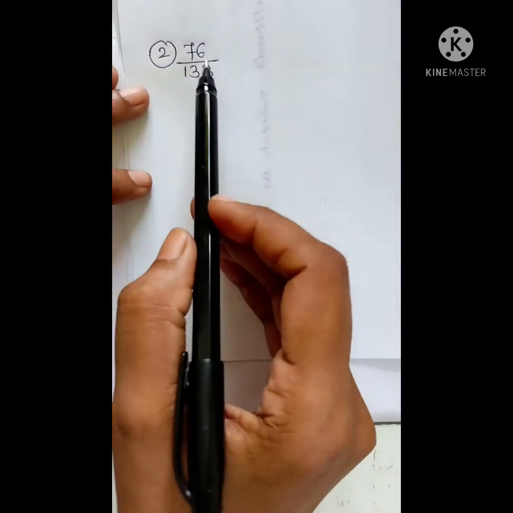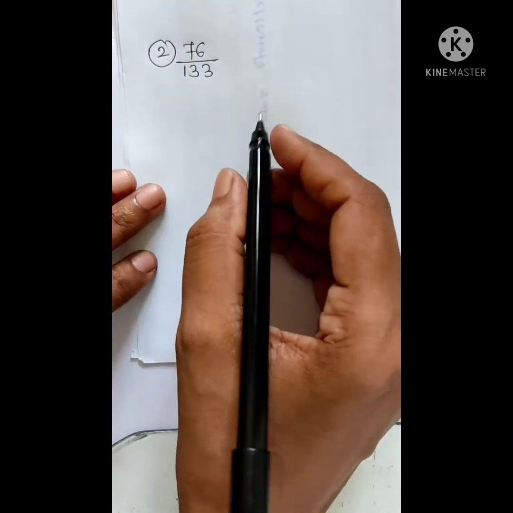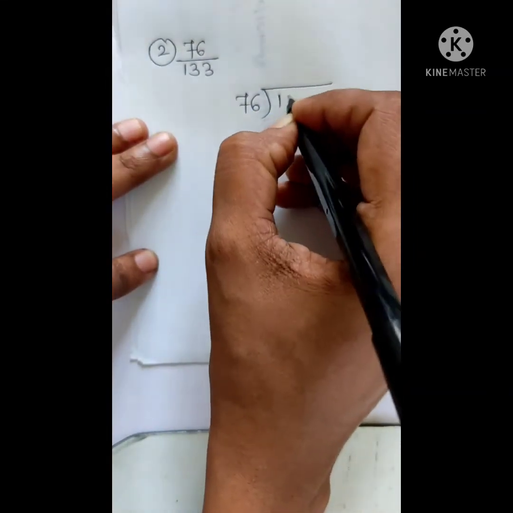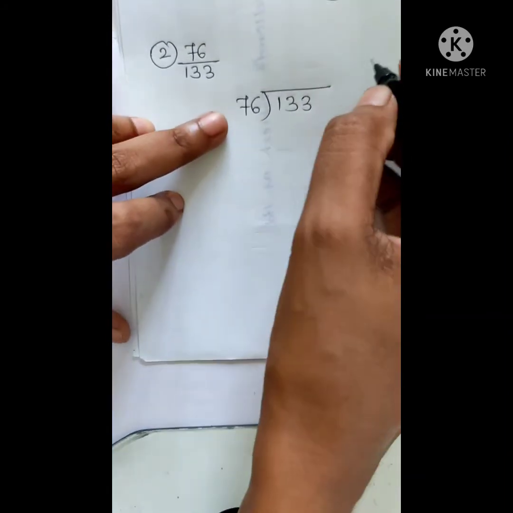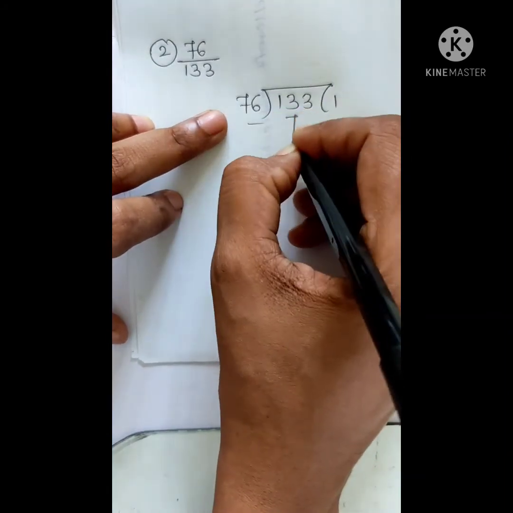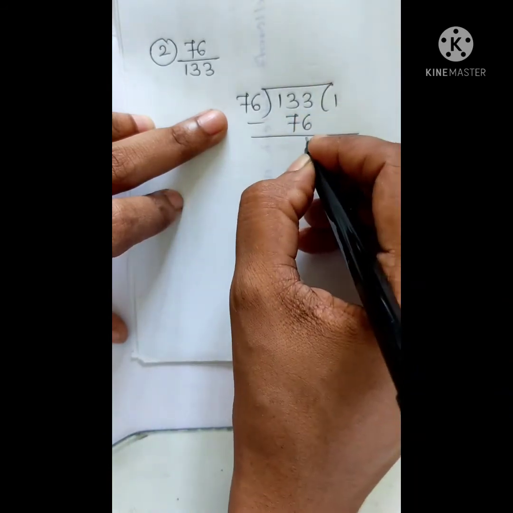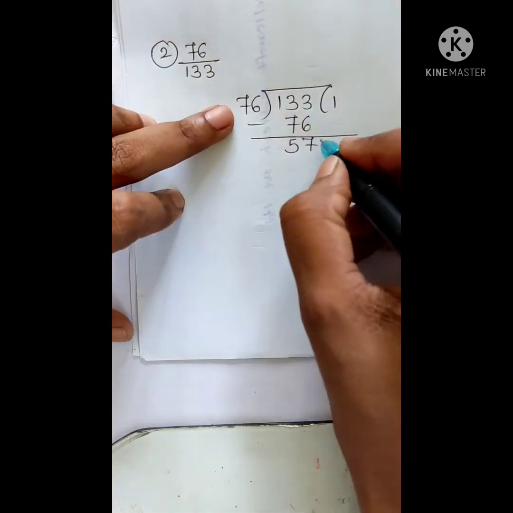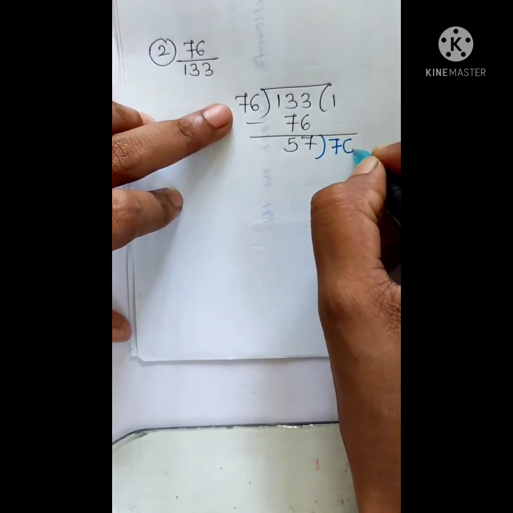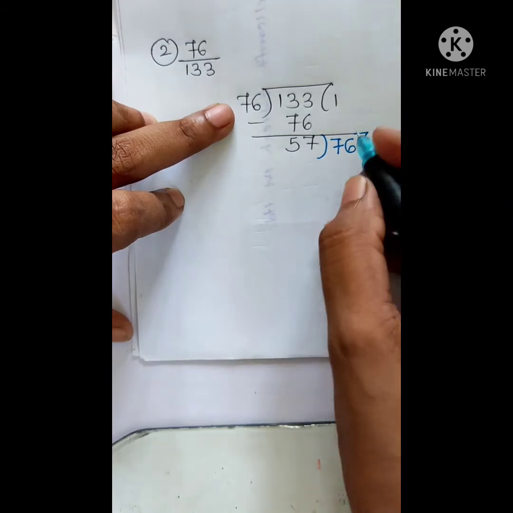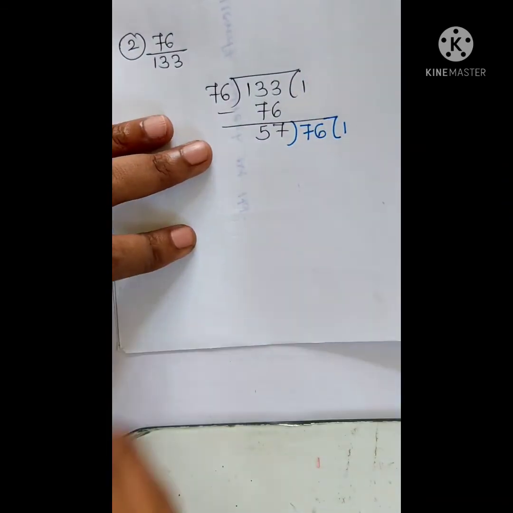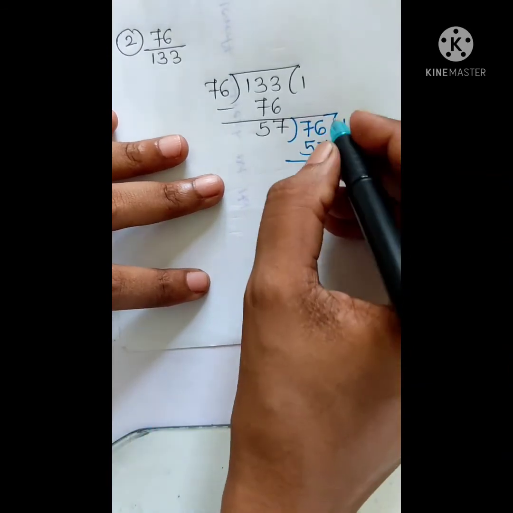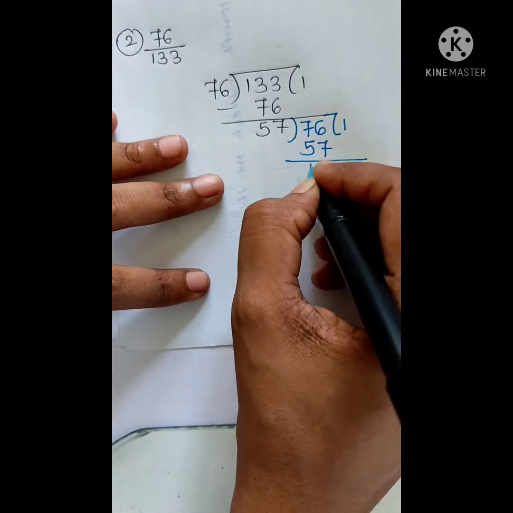The second question is 76 upon 133. Now the first step, divide the bigger number by the smaller. So you have 133 divided by 76. Okay, so 76 ones are 76. The remainder is 57. Now 57 is the remainder here. The divisor will be 57 and the dividend will be 76. So 57 ones are 57. So you get 19.